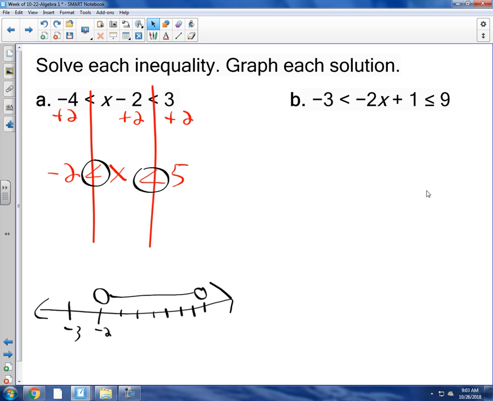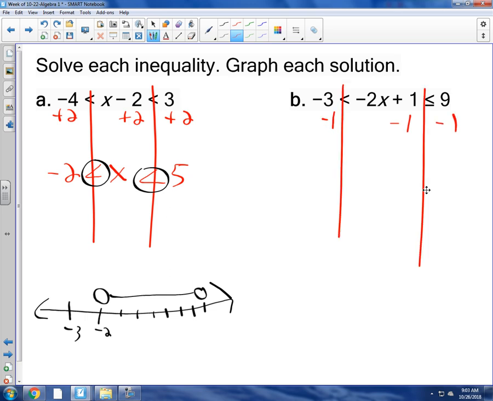So I think we all know what to do first, right? What do we do first? Subtract 1, minus 1, either way. So we're going to minus 1. If we want, we can have that. We got negative 4 is less than negative 2x is less than or equal to 8. And we're in pretty good shape now. We still have one more step, though.